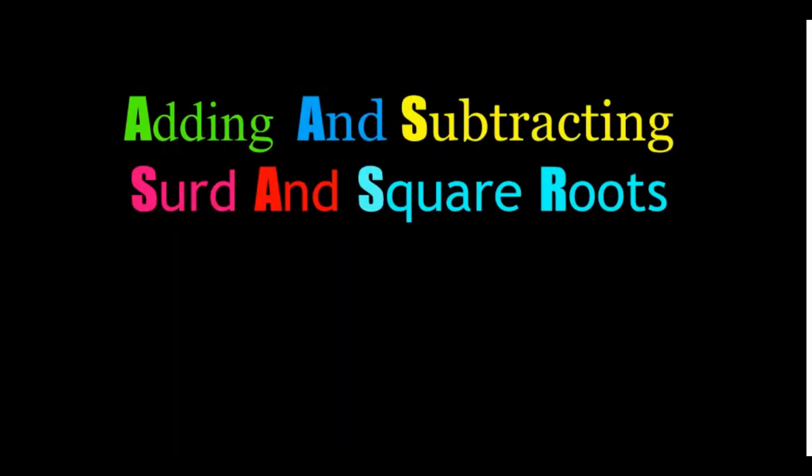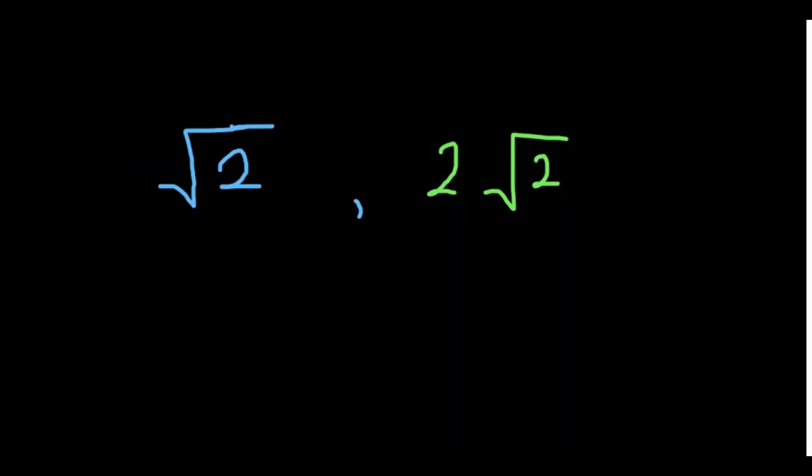In today's lesson we will be looking at how to add and subtract square roots, or radical expressions. So to add and subtract square roots, first we need to understand the concept of like terms. Like terms are terms that have the same radical expression.